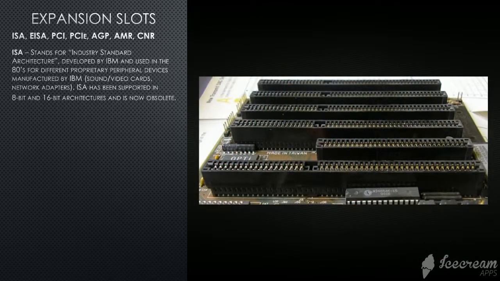The first type of expansion slot is the ISA. ISA stands for Industry Standard Architecture. It was developed by IBM and used in the 80s for different proprietary peripheral devices manufactured by IBM, such as sound and video cards and network adapters. ISA has been supported in 8-bit and 16-bit architectures and is now obsolete.